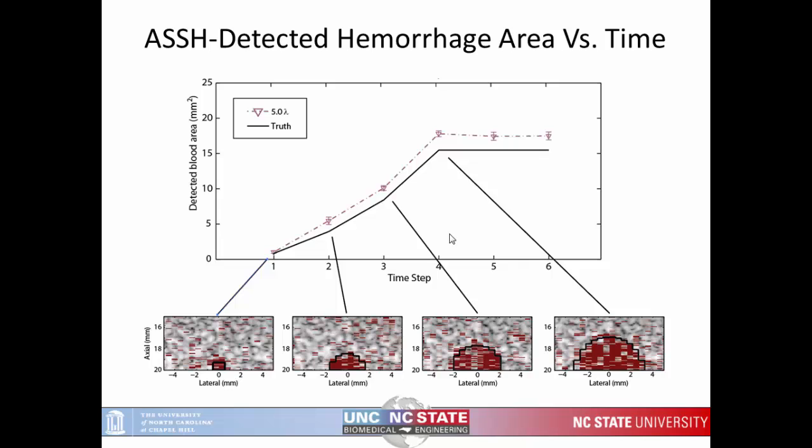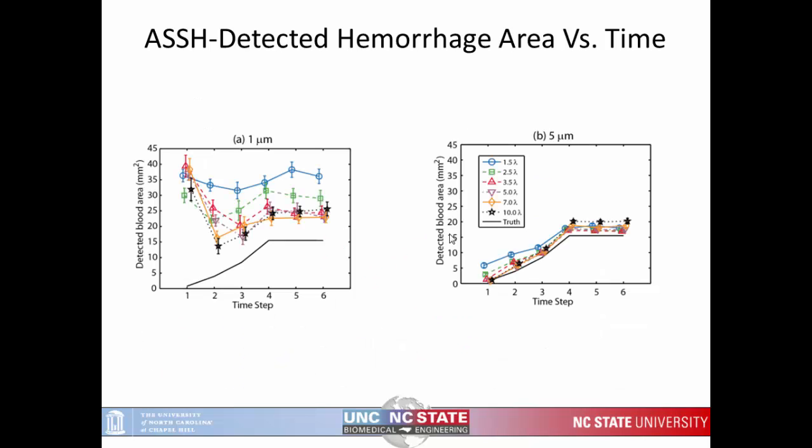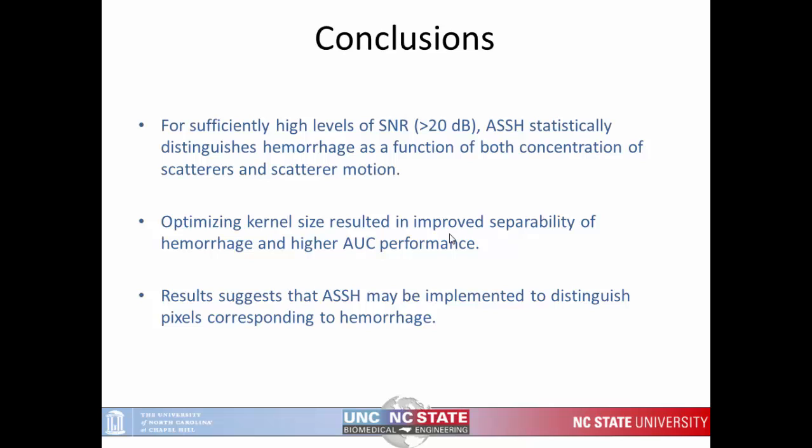Here are the actual images that we get, and we can see that we do a relatively good job picking out both the slope and this time to plateau. If we look at the data in aggregate, what we notice is that in the 1 micron case, we get very poor estimation with the small kernel size. If we go up into the 7 and 10 lambda kernels, pretty large kernel sizes, we start to do a little better job. With the 5 micron case, though, we're doing a very nice job of representing the actual bleeding dynamics.